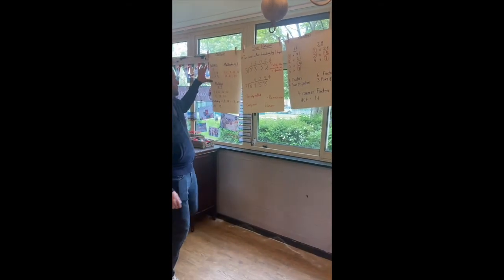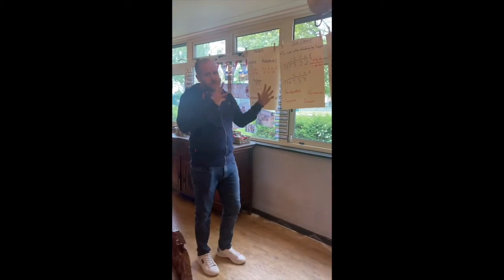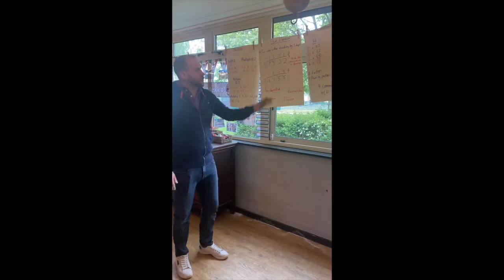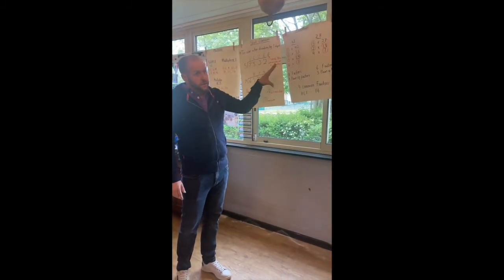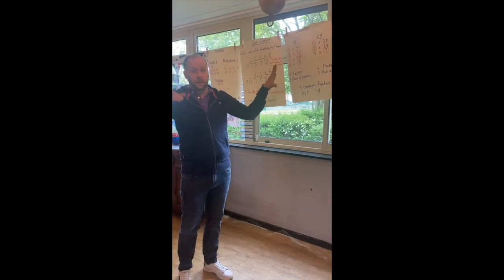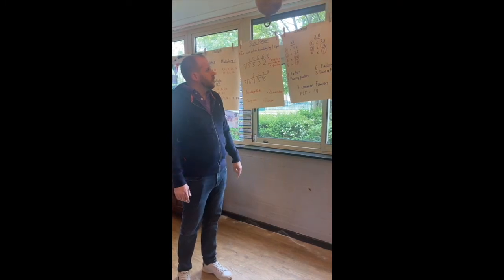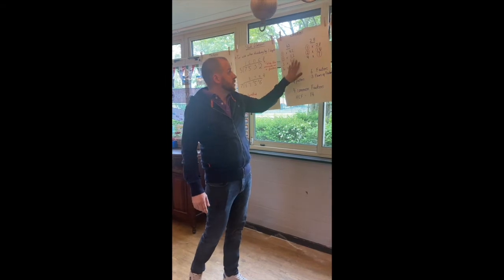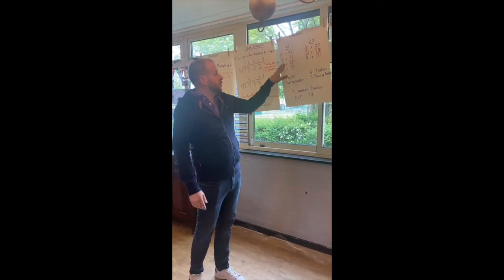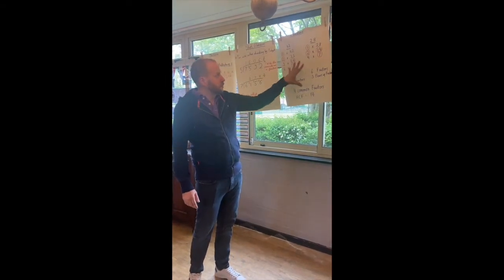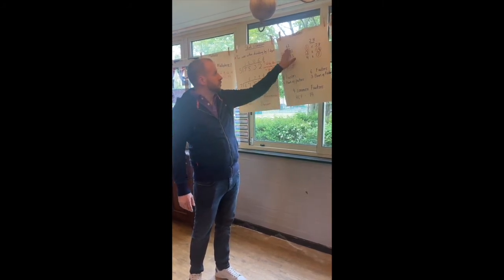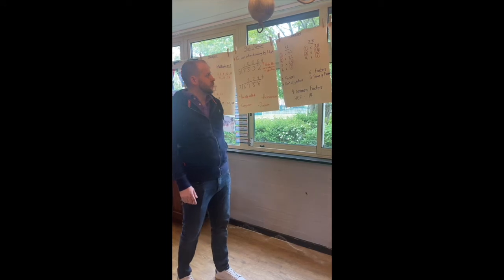Factors and multiples. In year 6, we tend to get them confused between the two. So a factor is a number that divides into another number and leaves a whole number. In year 6 we take it to the next level where we look at two numbers and find common factors, a number that's a factor of both, and then we identify the highest common factor. So for 42 and 28, the highest common factor is 14.